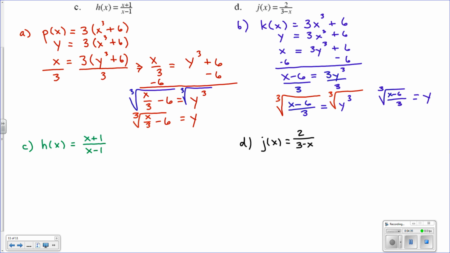So h of x, first things first, we've got y equals x plus 1 over x minus 1. And now we need to flip-flop our x's and y's. So we're really dealing with now x equals y plus 1 over y minus 1.